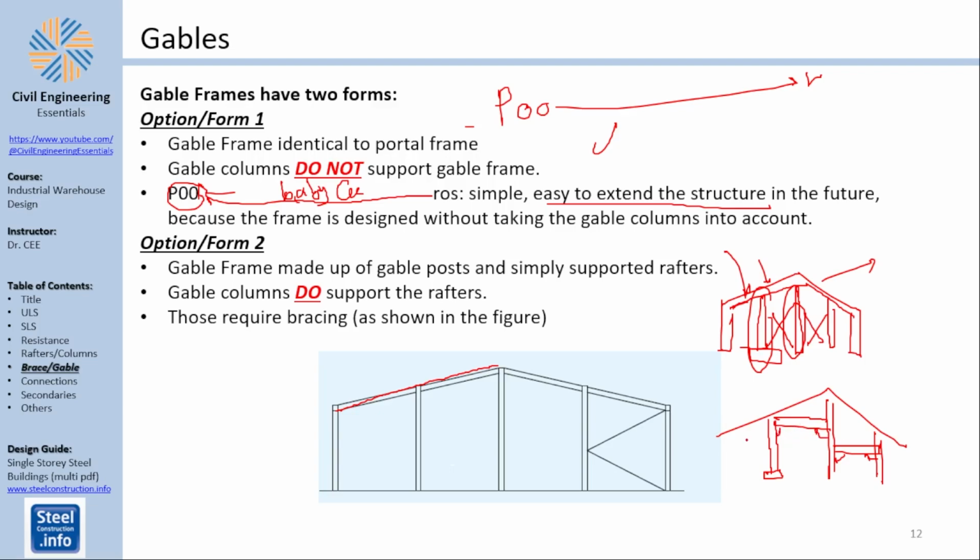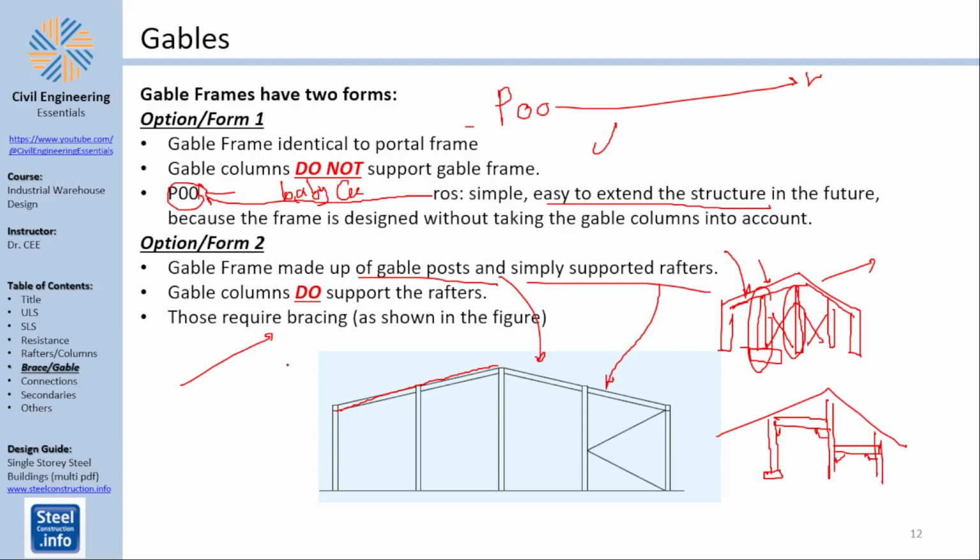A second option is to consider the gable frame supporting the rafter. That's another option. In this case, you would have a simply supported rafter. See, there are options and you can use any one of those. I will choose the option where the gable columns do not interact with the portal frame. You may disagree with this. It's up to you. I just use it for simplicity reasons. So yeah, those are options, right?